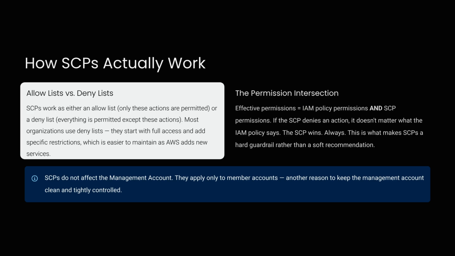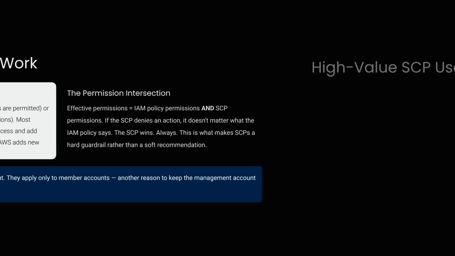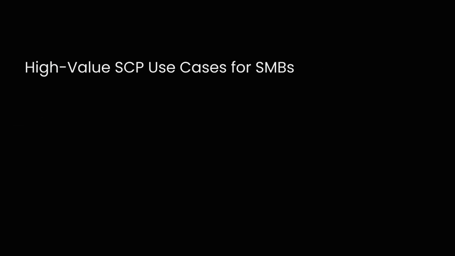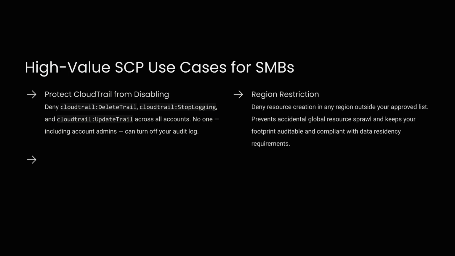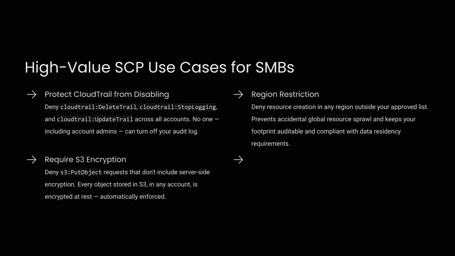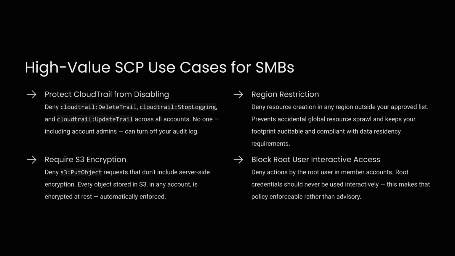If an SCP denies an action, it wins, making SCPs a hard guardrail. High-value SCP use cases for SMBs include protecting CloudTrail from being disabled, ensuring region restrictions to prevent sprawl and aid compliance, requiring S3 encryption for data at rest protection, and blocking interactive access for the root user in member accounts for better security. This is the JSON for a region restriction SCP applied to the development OU.